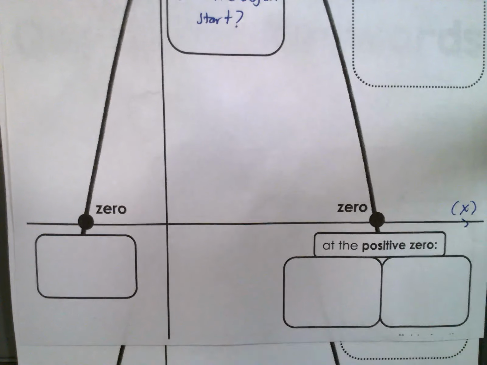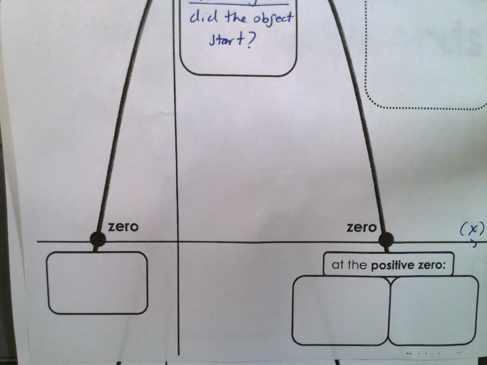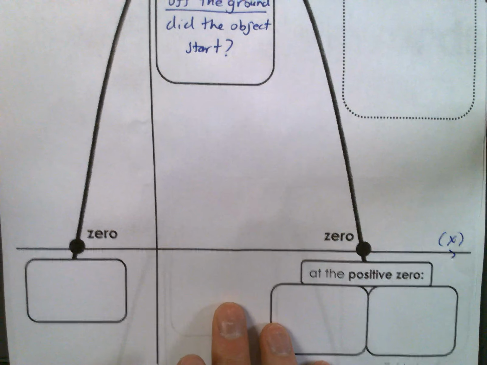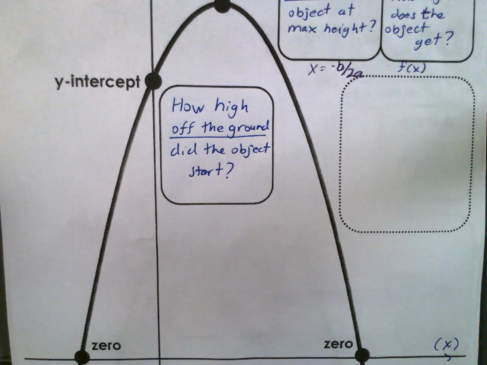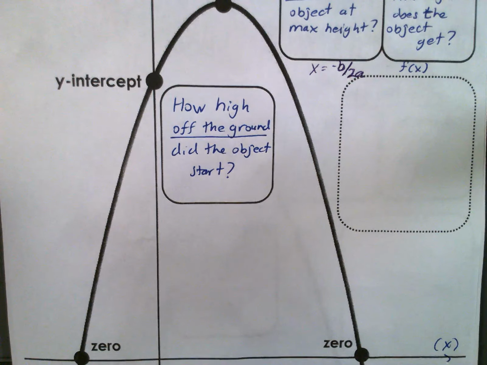I need to be able to see those boxes. What is the x thing? X equals what? Negative b over 2a. Negative b over 2a and f of x. Okay. All right.